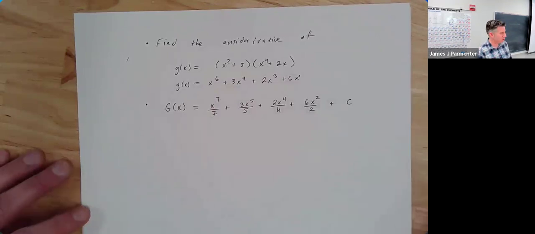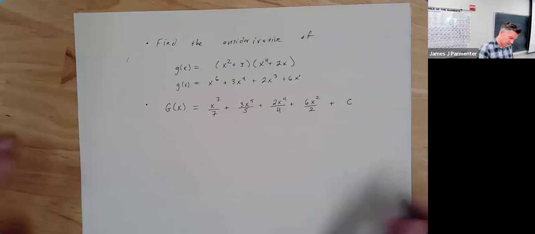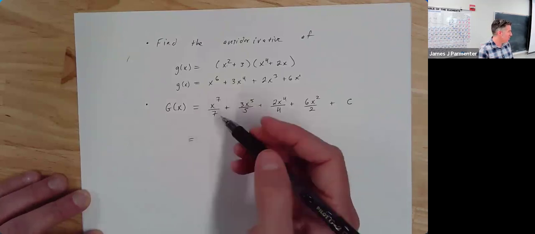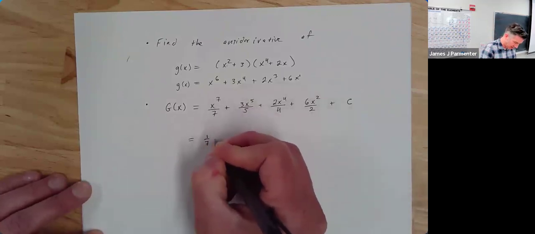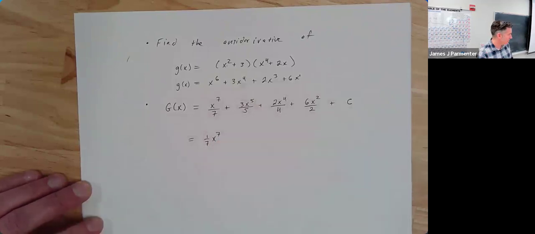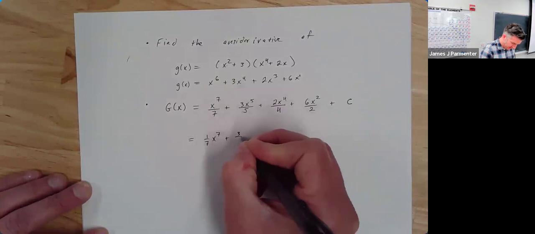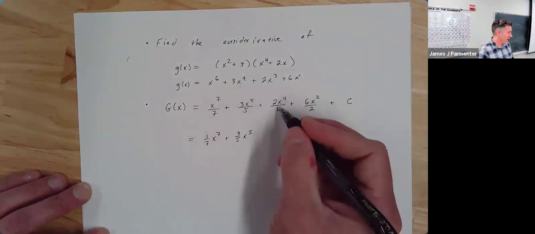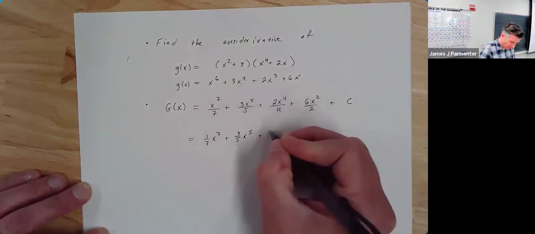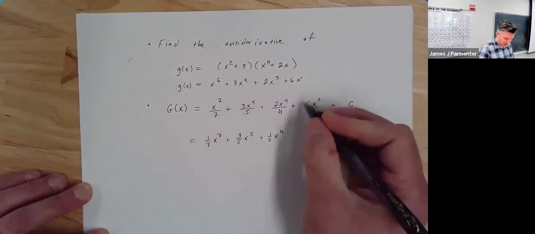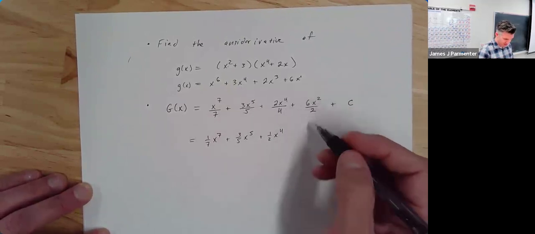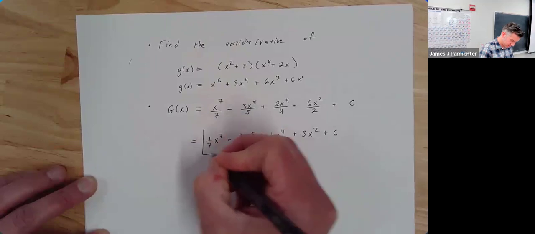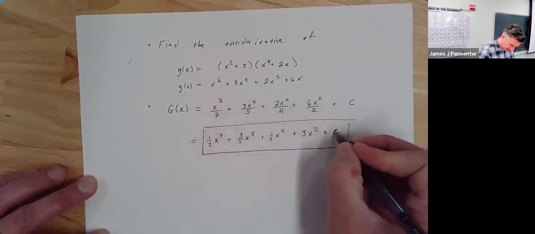And then I'm of the mind that we should simplify these things if we can, because they're not that terrible. I would write this as, and this is kind of a matter of preference, x to the 7th over 7, or you can write it as 1/7 times x to the 7th. Either way is correct. I can write this as 3/5 times x to the 5th. Here, I do need to simplify, though. This 2x to the 4th over 4 should either be x to the 4th over 2 or 1/2 times x to the 4th. Same deal here. 6x squared divided by 2. 6 divided by 2 is 3. So we should write this as 3x squared plus c. That is a c, not a 6.